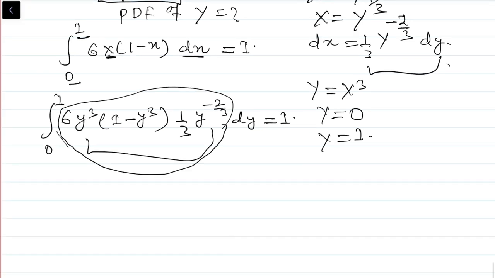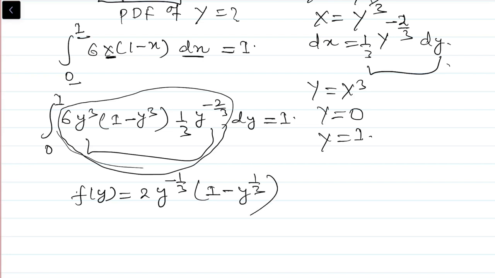So when you solve this thing a little bit, you'll get the PDF of y equals 2 times y to the power minus 1 over 3 times 1 minus y to the power 1 over 3. And please do not forget to write the range of y. So the range of y is simply 0 to 1. Okay, so this is how you can transform the PDF of x to get the PDF of y. So this is the transformation through PDF.